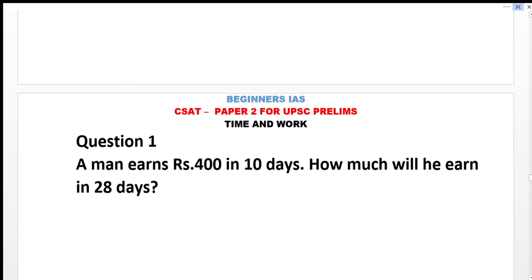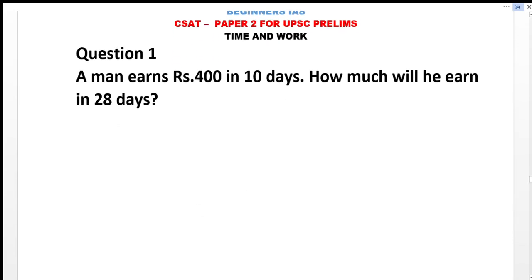So we are going to solve this by the traditional method and also by the procedure. So first question: a man earns rupees 400 in 10 days. How much will he earn in 28 days? It's a simple concept, right? We will solve in two methods.